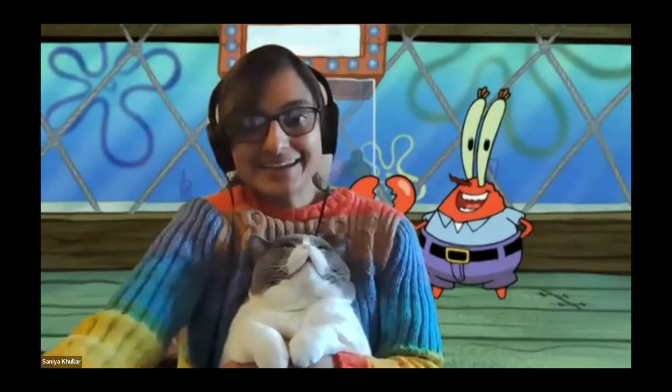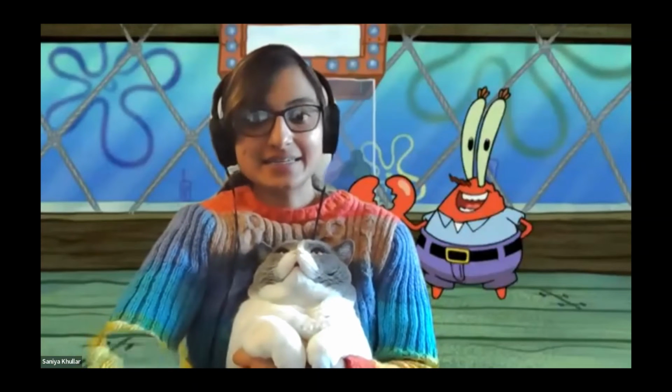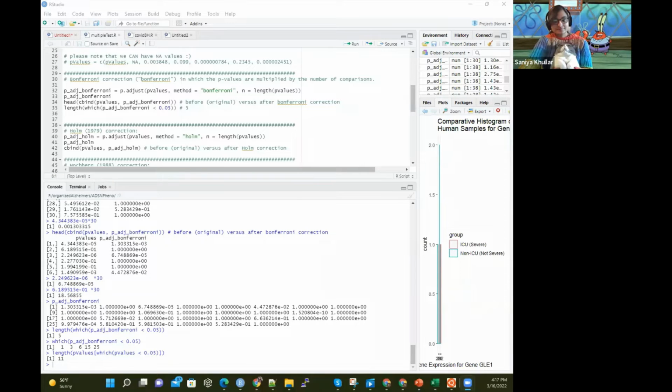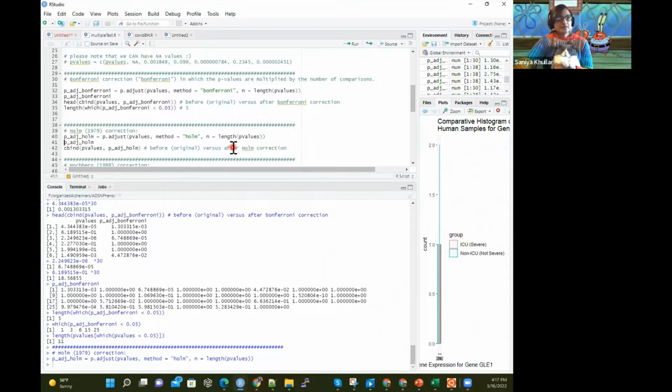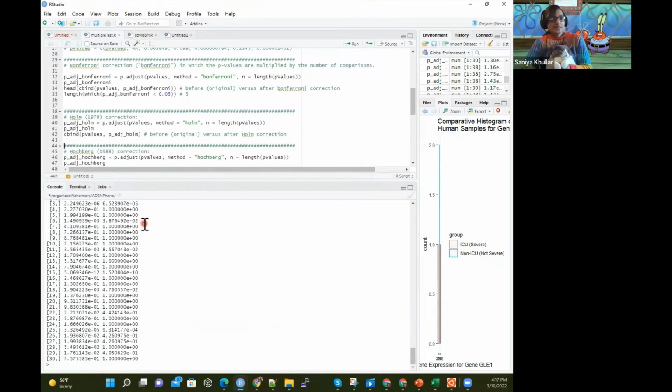We will look now at the Holm correction, which is from 1979 by Dr. Holm. For the Holm correction, all I'm going to do is just change this method from Bonferroni to Holm. That's all I will do. So I'm going to have these p-values here. These are the p-adjusted values, adjusted p-values. That's what adj means. So I can compare before versus after: this is the p-values before, and this is after the Holm adjustment.